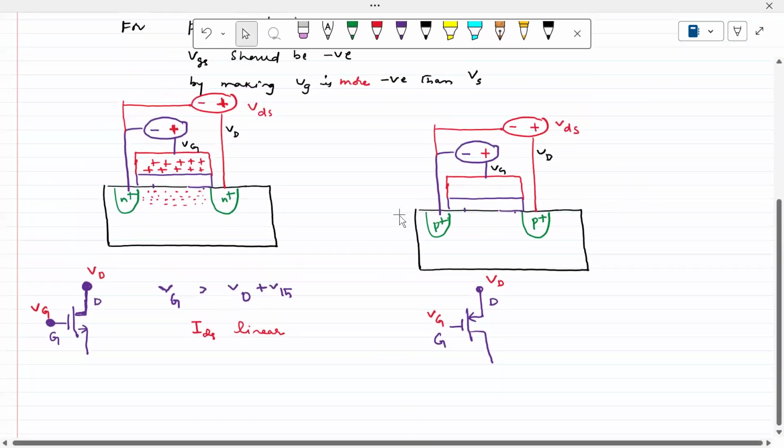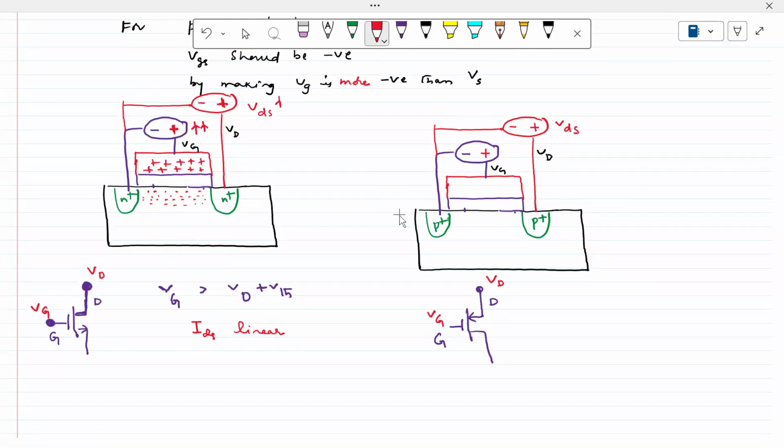Therefore, here in this case, this is the more positive. This is more positive than this one. For example, this is more positive, and the three arrows represent more positive than the VDS. Just one threshold above the drain potential makes the transistor enter the linear region.